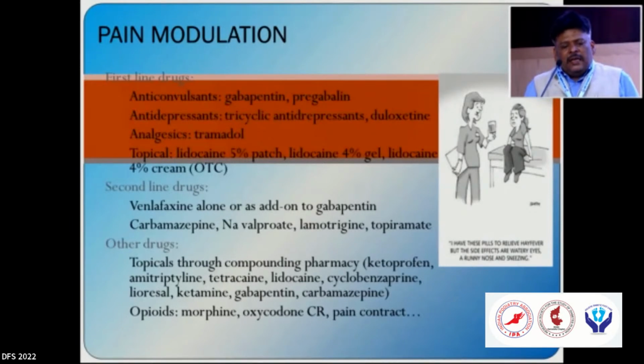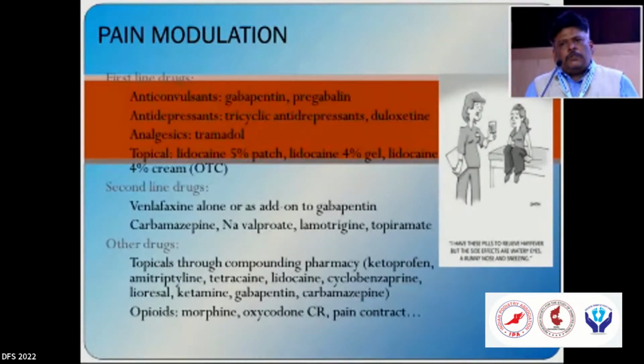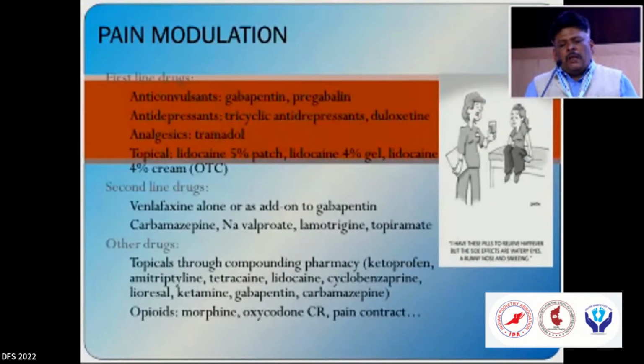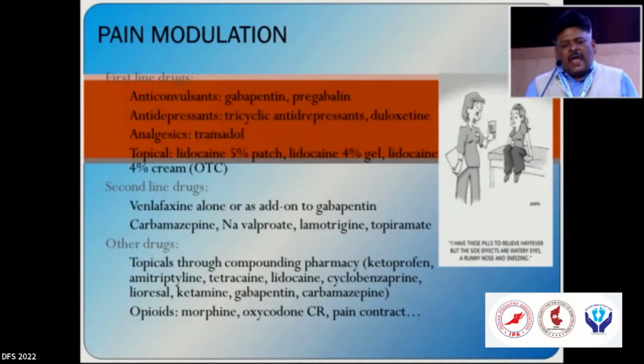Then you go down to the second line agents. So how do you treat them? You ideally start with one first line agent and increase it to the maximal dose. If, once you increase it to the maximal dose, you still don't find a response, you switch over to another first line agent. If that also, in spite of adequate doses, does not achieve your desired clinical effect in reducing the pain, then probably use a combination of two first line agents. And till date literature says pregabalin, which is the active molecule from gabapentin, and duloxetine are the only two drugs which actually have clinical benefit in reducing the pain.